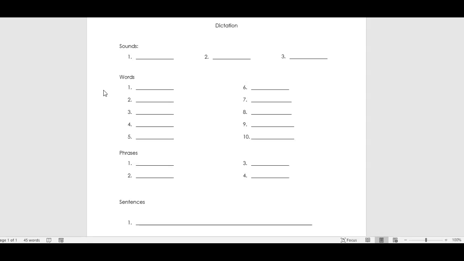Number seven, say invented. What's the base word in invented? Tap out the word invent. What's the first syllable in invent? And the second syllable? Very good. So you should write invent. Then add the suffix to make it past tense, invented.